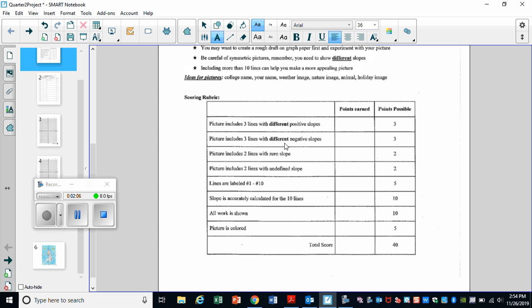Point breakdown is the following: 3 lines with 3 different positive slopes, 3 points. 3 lines with 3 different negative slopes, 3 more points. 2 lines with 0 slopes, 2 lines with undefined slopes, 2 points apiece. Lines are labeled 1 through 10, that's 5. You correctly calculate the slope for each and every line, that's 10 possible points. You show all your work for each and every slope, that's another 10 points. And you colored your picture, that's 5 more points. So the grand total is 40 possible points for this project.